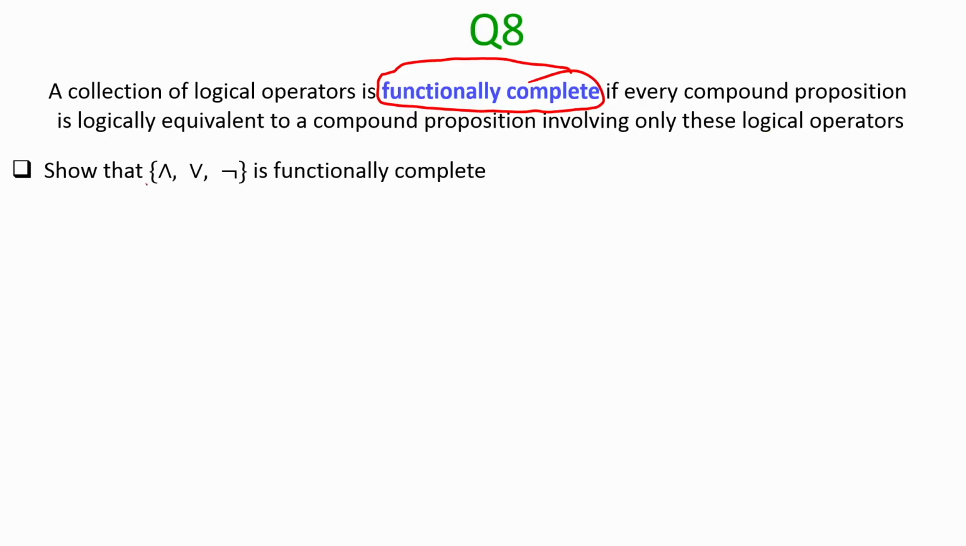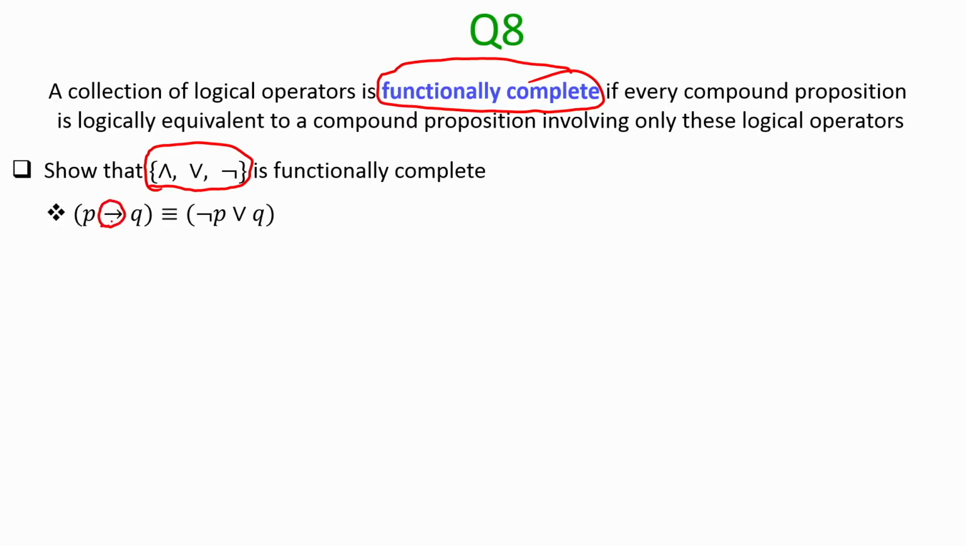So, here we want to prove that the set of these 3 operators is functionally complete. That means, any compound proposition you can represent just by using these 3 operators. Okay. So, how do we prove this? Well, if I am given a proposition which indeed involves only these 3 operators, I do not have to do anything. But what about a compound proposition where I have an occurrence of implication?